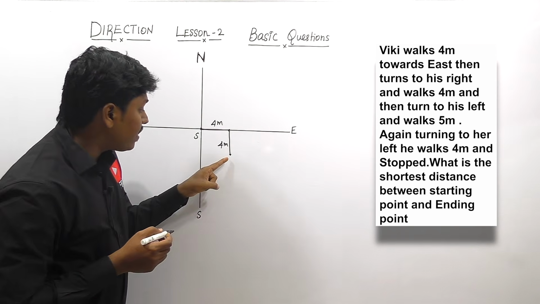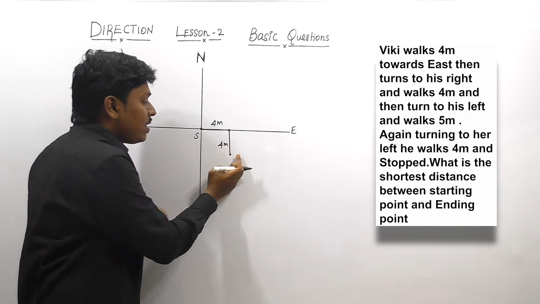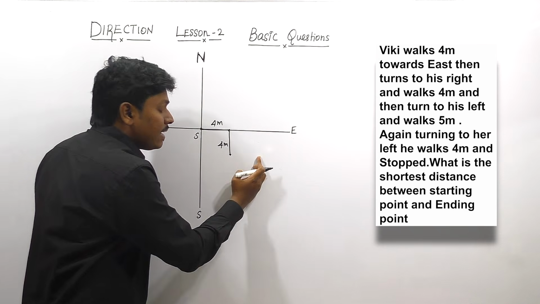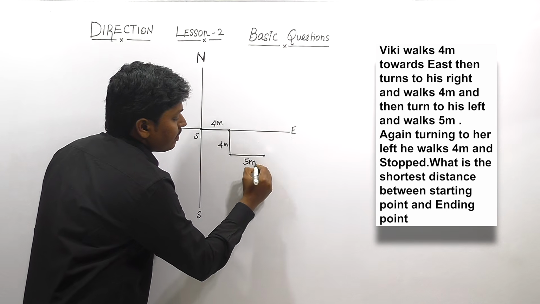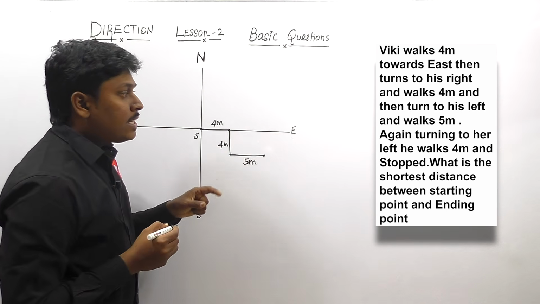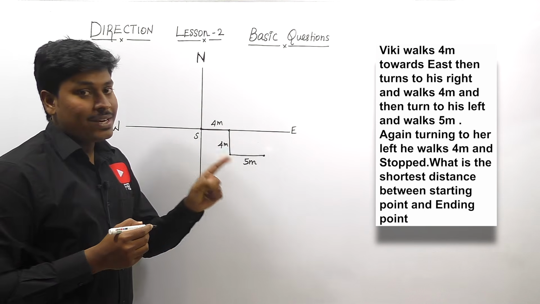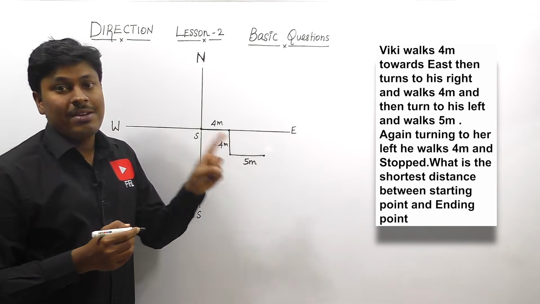So friends, listen carefully. From this point, Vicky is turning left. So left hand side will be this side. After turning left, he is walking 5 meters. So I can surely say that this will be 5 meters. Okay. Again turning to a left, he walks 4 meters. So friends, from here Vicky turns left and walks 4 meters.